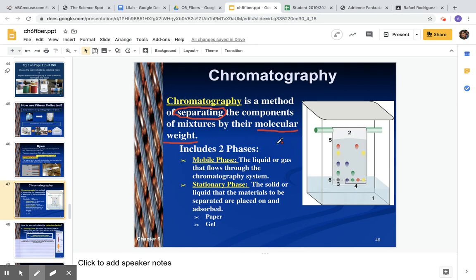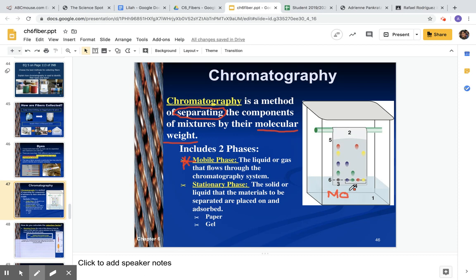So chromatography experiments always have two phases. The first phase is known as the mobile phase. You definitely need this for the test, so this is something you want to write down in your notes. The mobile phase is going to be the liquid or the gas that is going to flow through the system. So in our system here, we see our container is holding water or some type of liquid. This water is the mobile phase. So I'm going to label this as mobile phase.